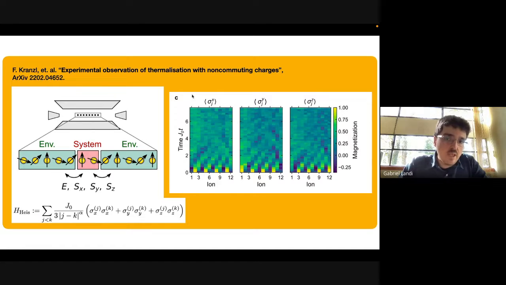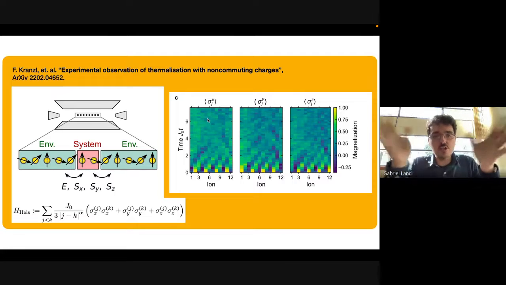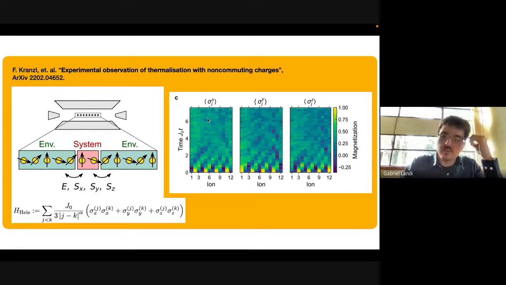So time goes this way, and these are the spins. This was produced using trapped ions, so that's why it's called ion here. And you can see the evolution of the magnetization. Each of the magnetization components evolves, and you see that the system is thermalizing, right? So it's evolving, and eventually there's a homogenization process where the system thermalizes.